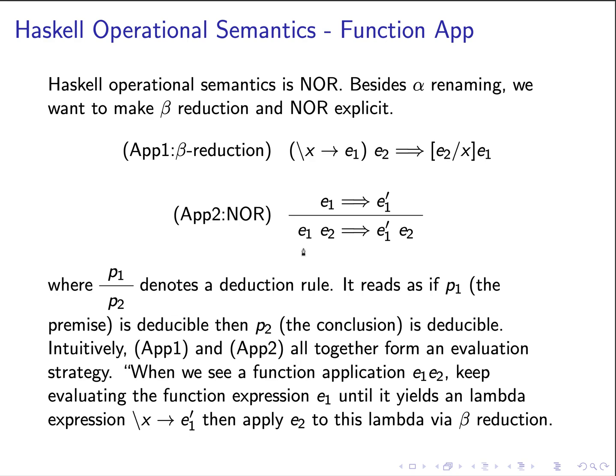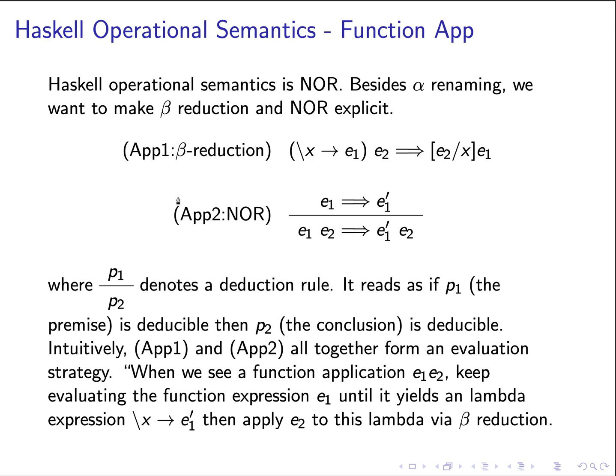We then need to apply the deduction system to make E1 reduce into some expression E1 prime, and if it's not yet in a lambda abstraction form, we can then apply it again and reduce it further. So the system here is basically modeled after a deduction system where we write P1 over P2 to denote a deduction rule, and it reads as: if P1, the premise, is deducible, then P2, the conclusion, is deducible.